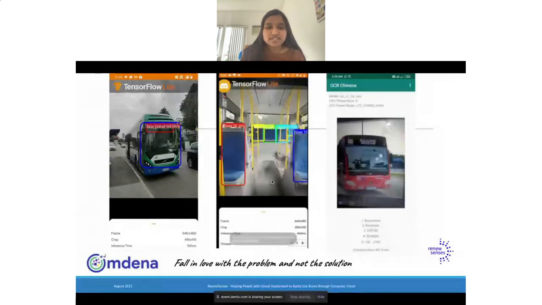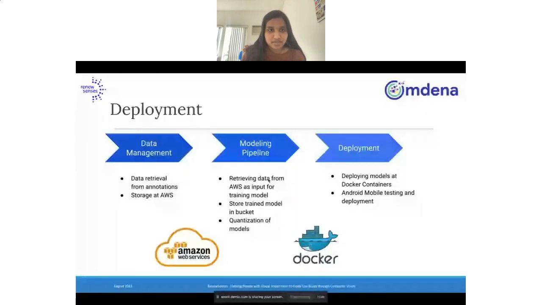So this is an overview of how the app looks. The TensorFlow Lite app, how the bus comes and we detect the bus panel. We first see if a bus is arriving, and then see what is written on the bus panel, and then we see if it's an empty seat or not. This is the deployment pipeline. We used Dockerization and AWS for it, which finally helped us to deploy it on the mobile device that the partner has shared.